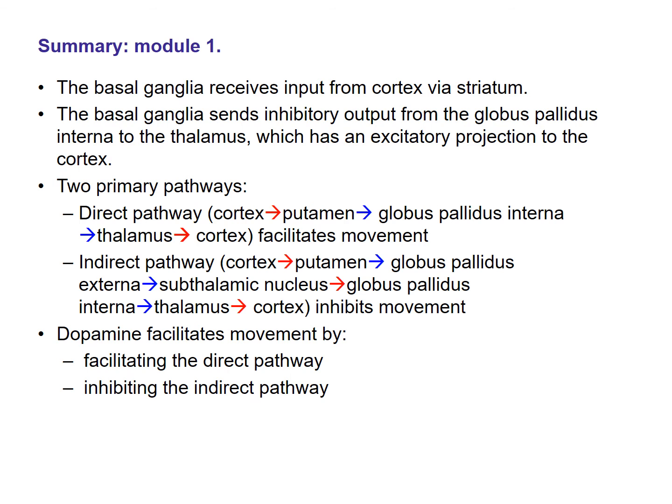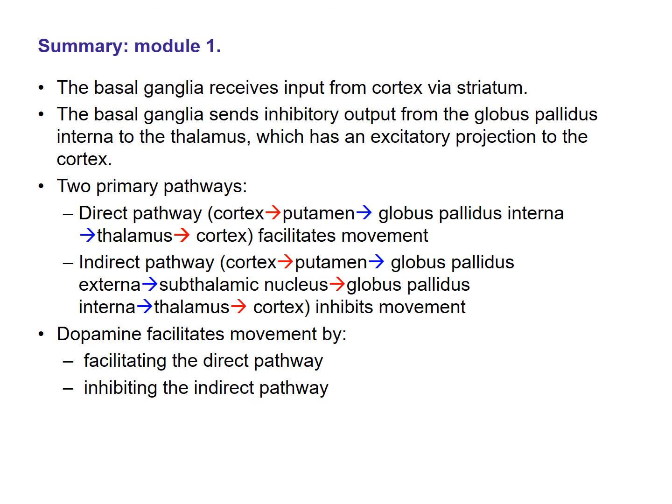For the indirect pathway, an excitatory output is sent from the cortex to the putamen, which inhibits the globus pallidus externa. And the globus pallidus externa inhibits the subthalamic nucleus, which then goes and excites the globus pallidus interna. So the leash holder has lots of energy to hold on to the puppy tightly.